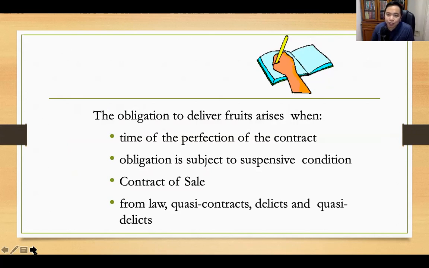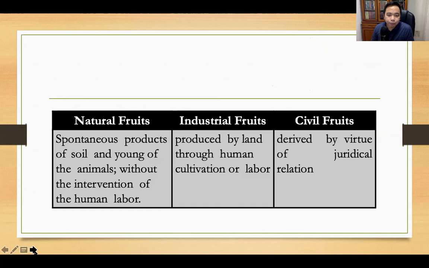Kasi class, may mga different kinds of fruits: natural, industrial, civil fruits. At the time of the perfection of the contract, you have to deliver the fruits. Obligation is subject to suspensive condition, contract of sale, etc. So you have natural fruits, industrial fruits, and civil fruits. Natural fruit is the spontaneous product of the soil and young of the animals, without the intervention of human labor.